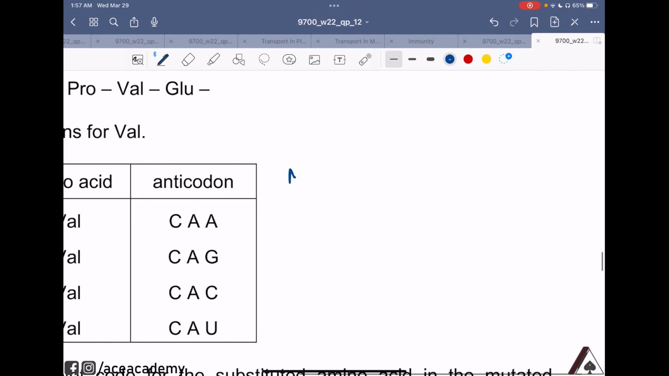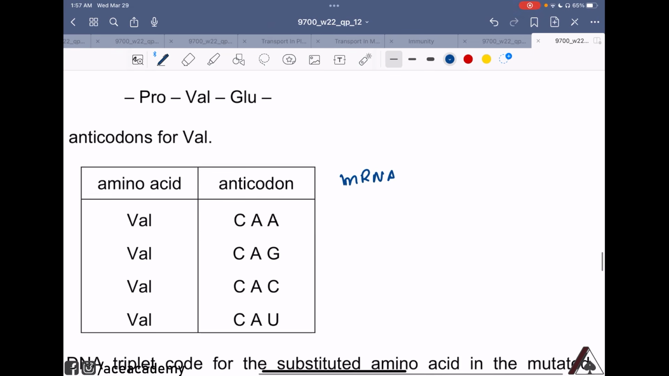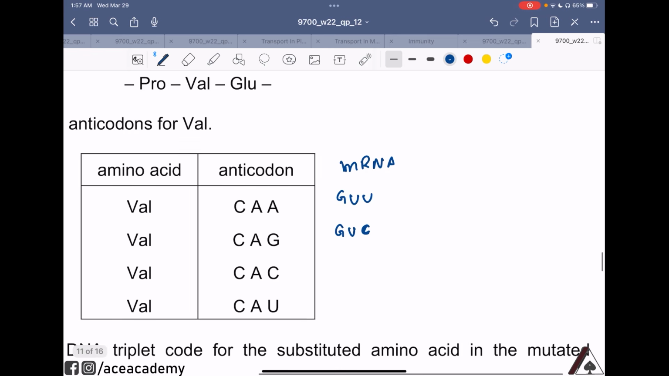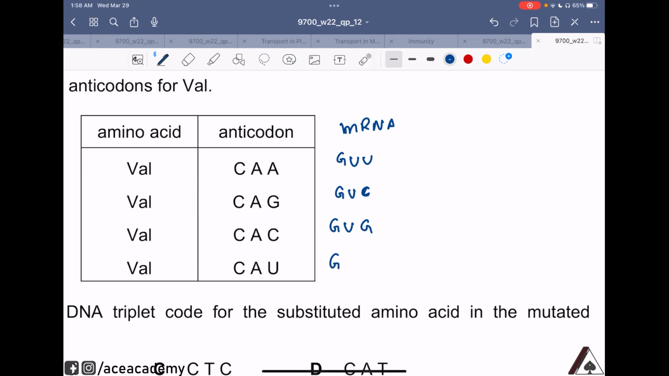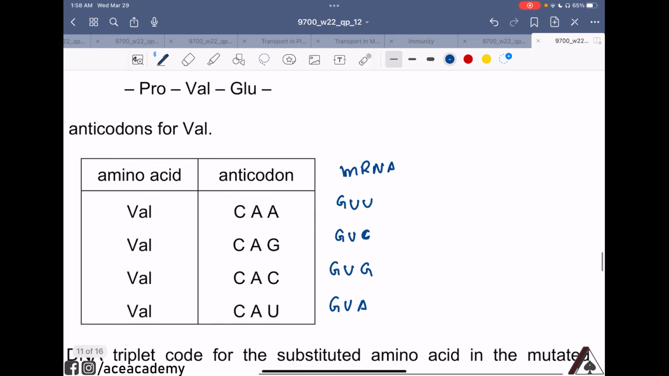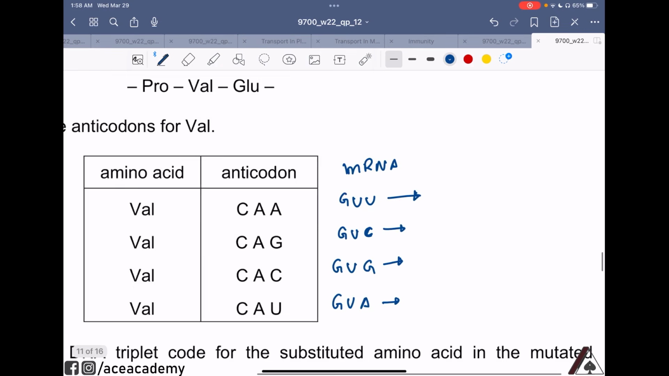So, firstly, let's find the mRNA code. For valine, CAA, it will be GUU, then GUC, then GUG, then GUA.